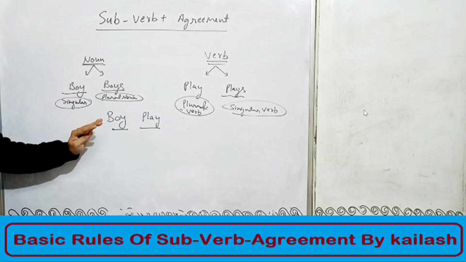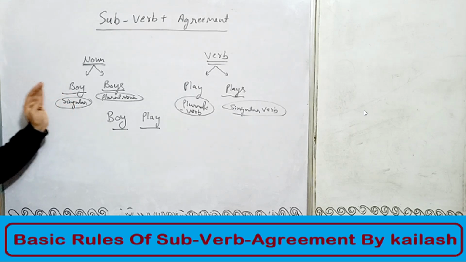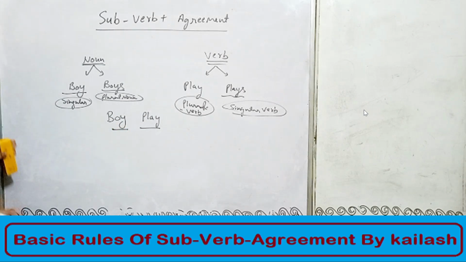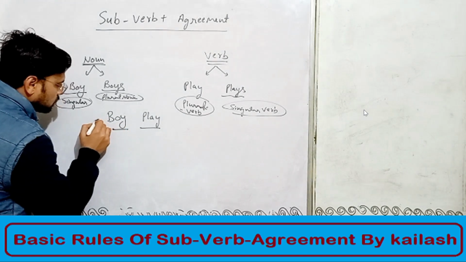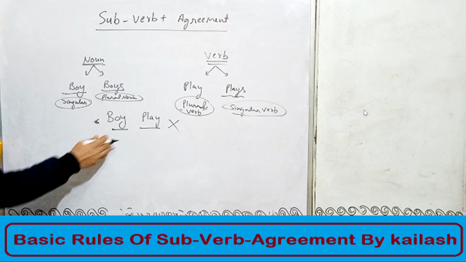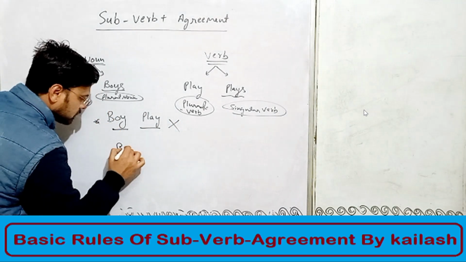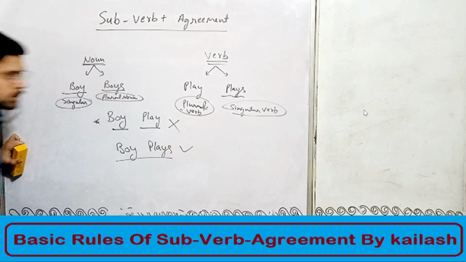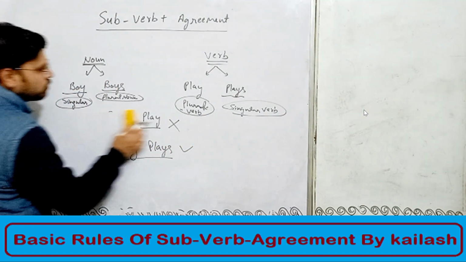So be very precise and be focused on these two things. Okay? So what is the correct sentence? This is wrong. This is incorrect. The correct sentence is boy plays. This is the correct sentence. Let me write a few more examples.